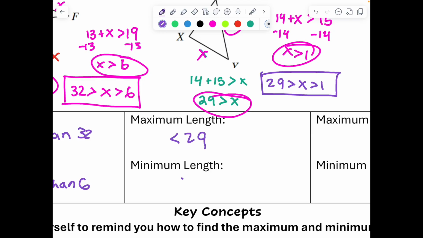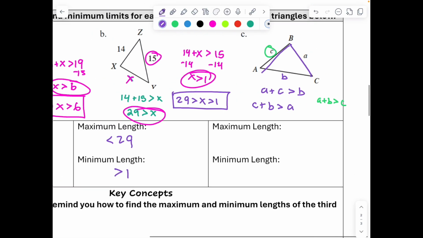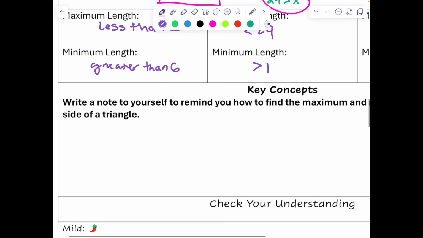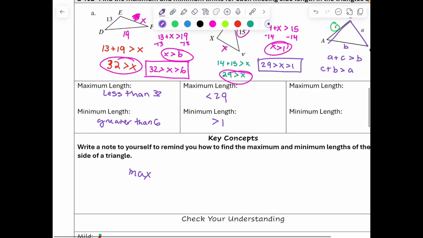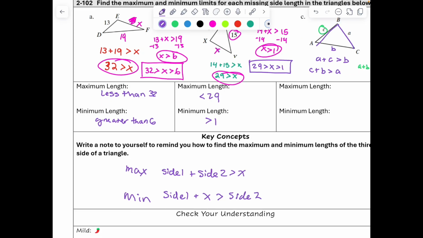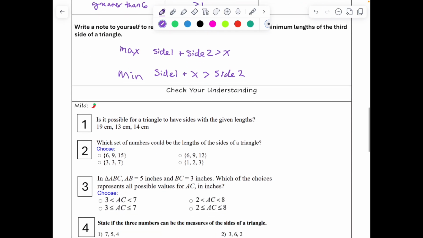Okay, maximum length for this second one had to be less than 29 and greater than 1. And then here we've just got a lot going on. So with our key concepts, a way to remind ourselves how to find the maximum lengths, okay? For the max, that's going to be side 1 plus side 2 have to be greater than x. And for the minimum, you're assuming that side 1 and x are the smallest, and that has to be greater than side 2.